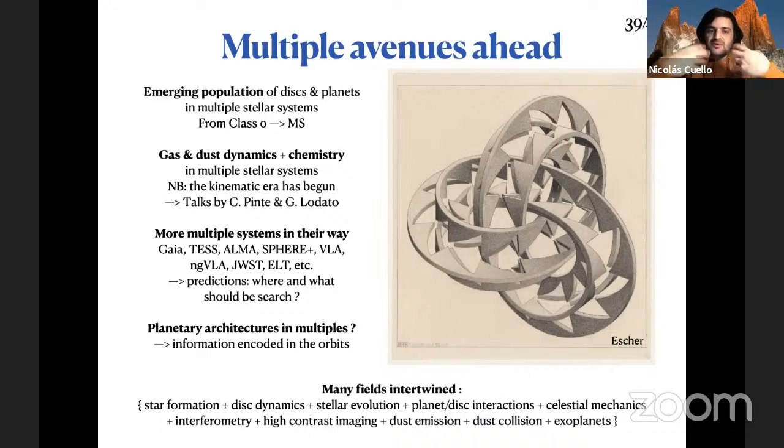So we need to do some predictions and think about where and what we should search in these systems. And finally, we need to understand what the planetary architecture in multiples is, because when you talk to dynamicists, they know that there is a lot of information encoded in the orbits, and you can recover what happened during the disk phase. And this is a very exciting moment to do this, because we have many fields intertwined. We have star formation, disk dynamics, stellar evolution, planet-disk interaction, celestial mechanics, all these things coming together.